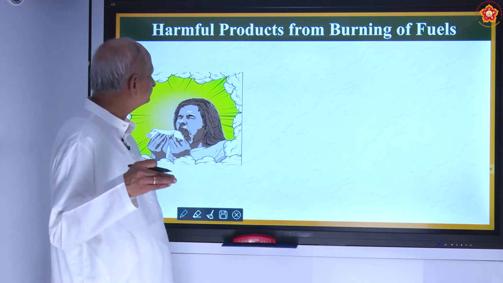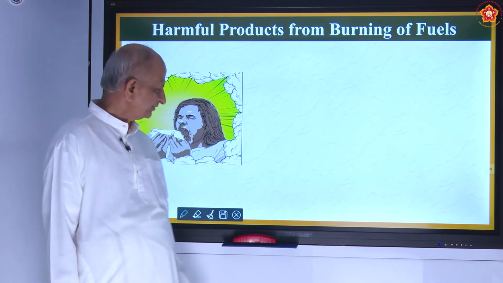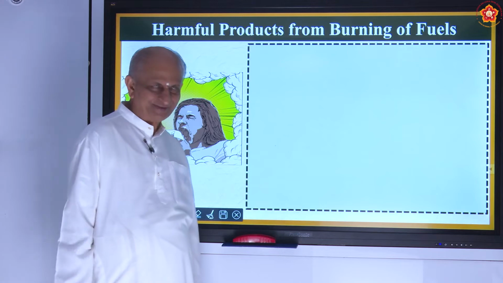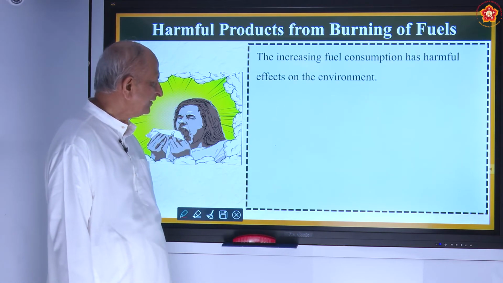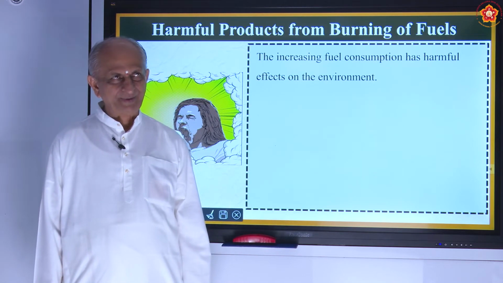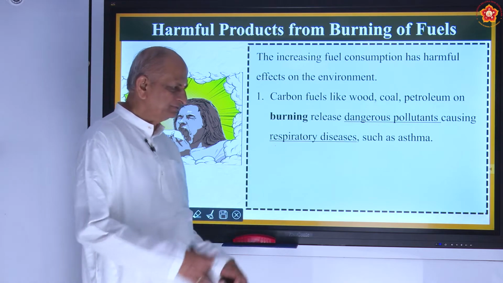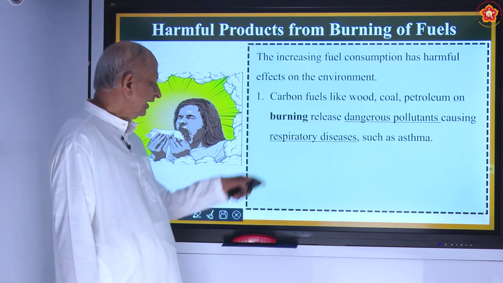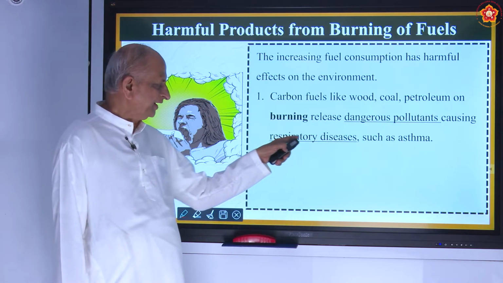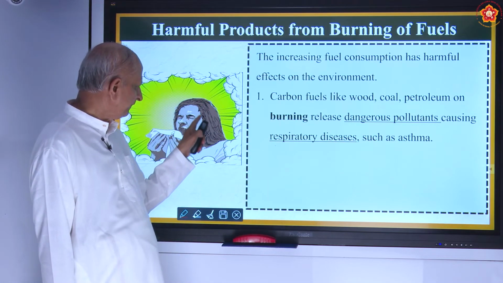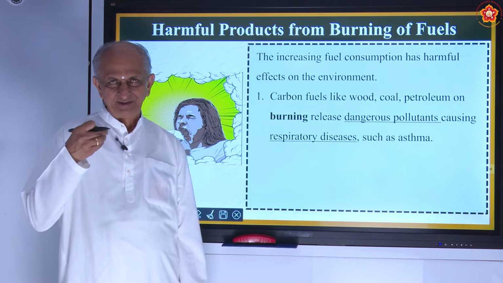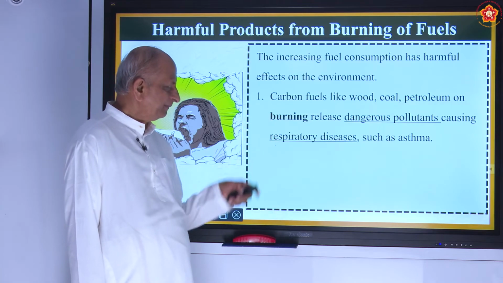Now let us see what the harmful products are. So here is a man having a kerchief in hand. What is he going to do? He is going to sneeze or he is going to cough. Why does it happen? Increasing fuel consumption has a harmful effect on the environment. So by burning the fuels, there are good effects also, but there are some dangers also. Carbon fuels like wood, coal, petroleum, etc. on burning release dangerous pollutants causing respiratory diseases such as asthma. So here is a person who is having some respiratory problem like cough, cold, asthma, wheezing, all those things. And that is because of the burning of carbon fuels.